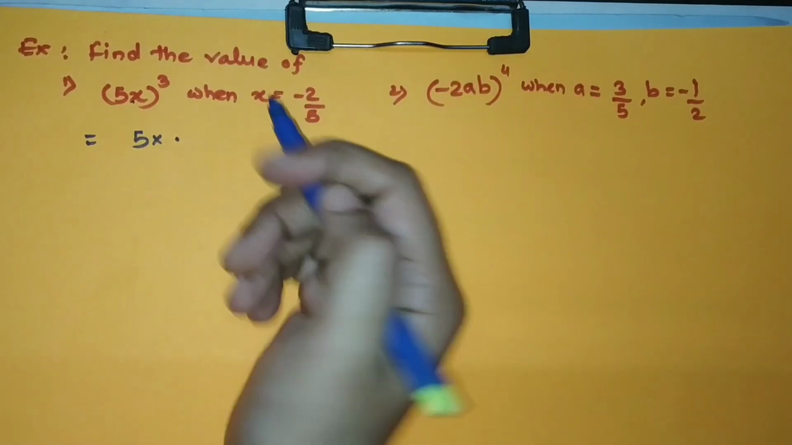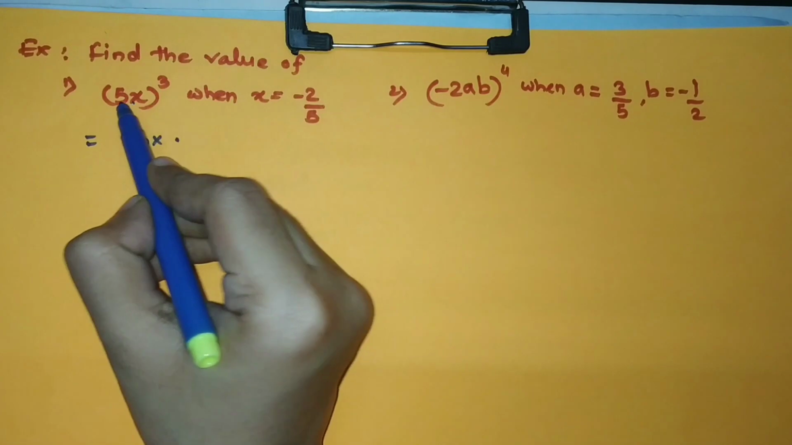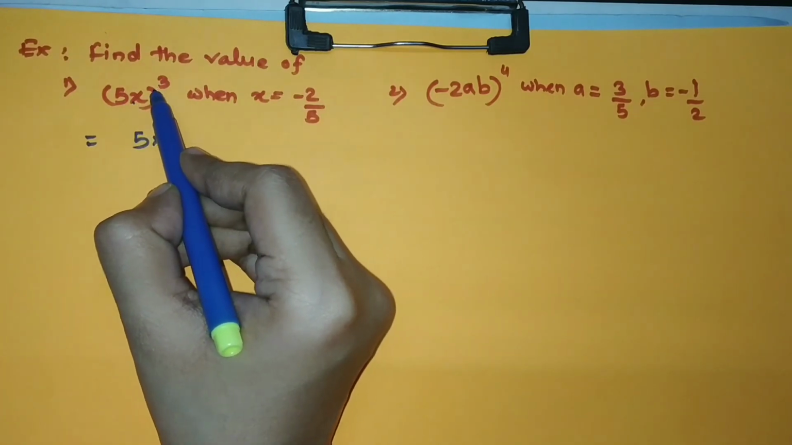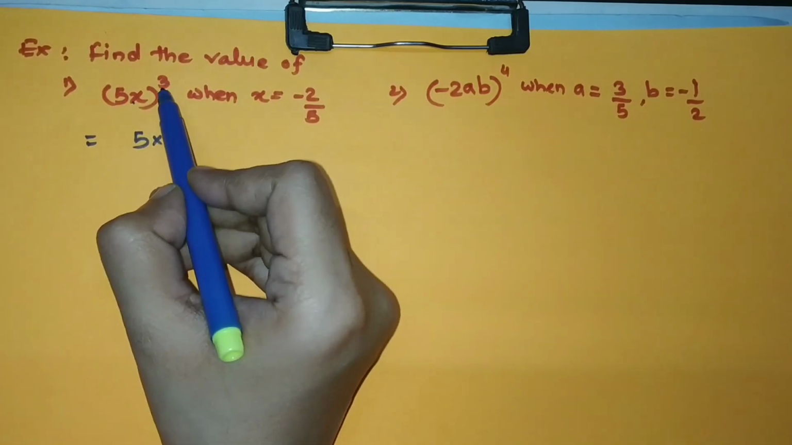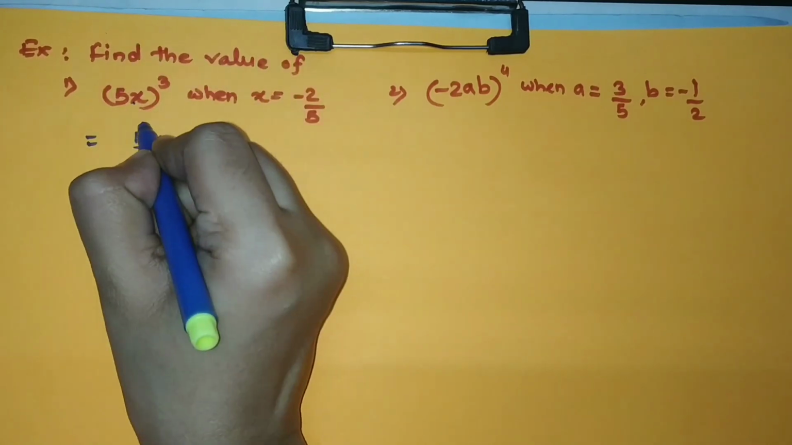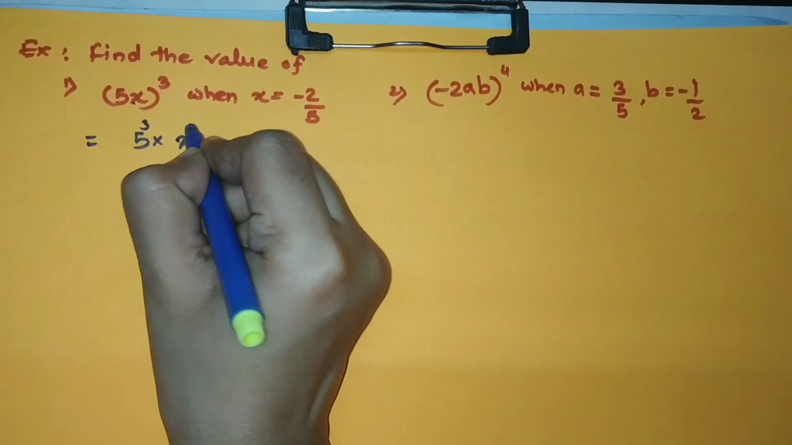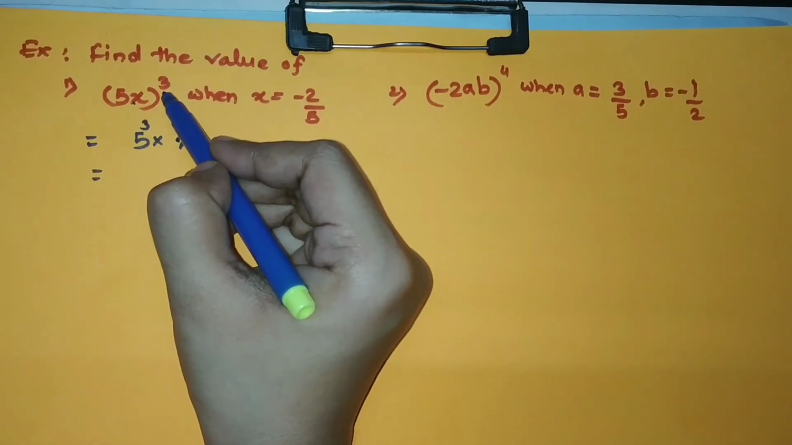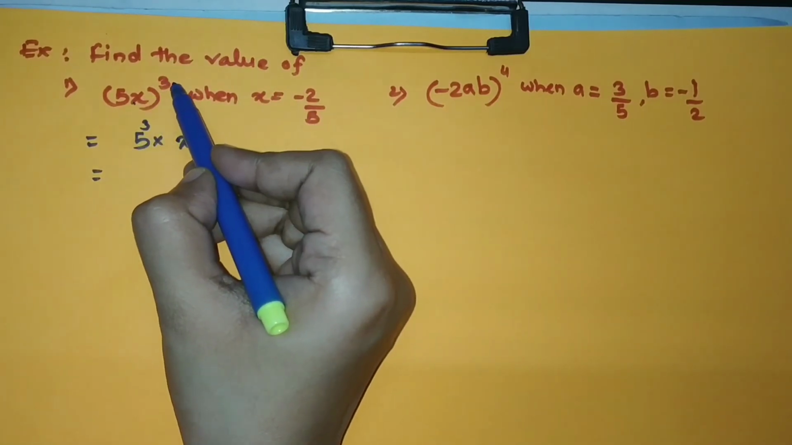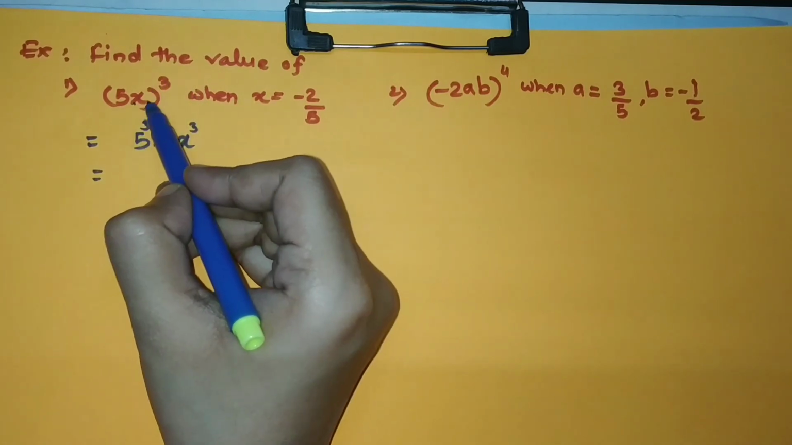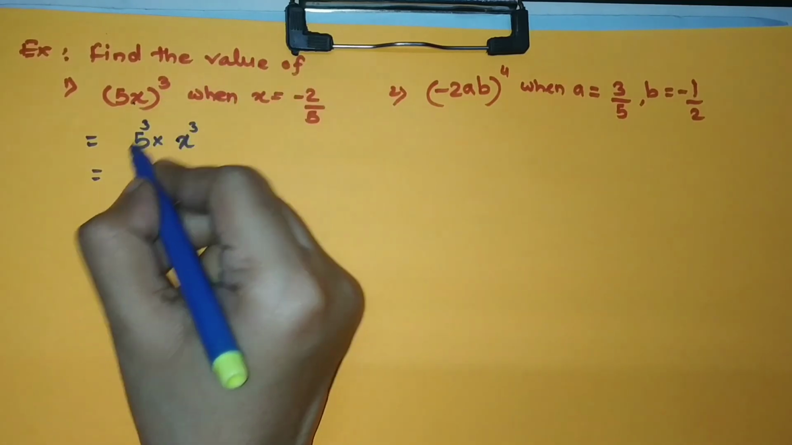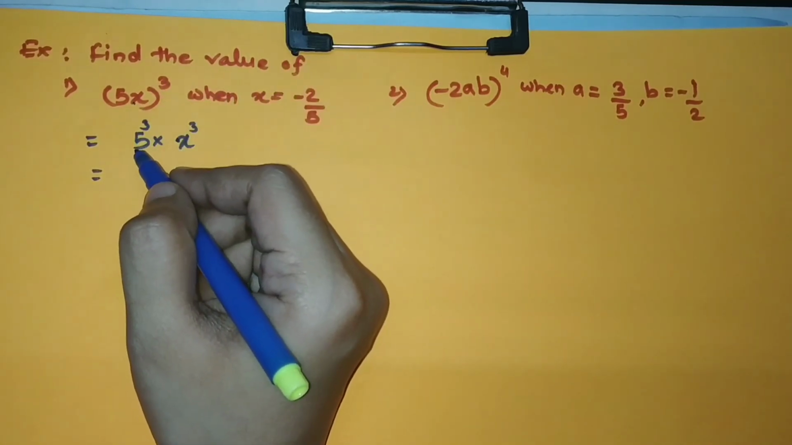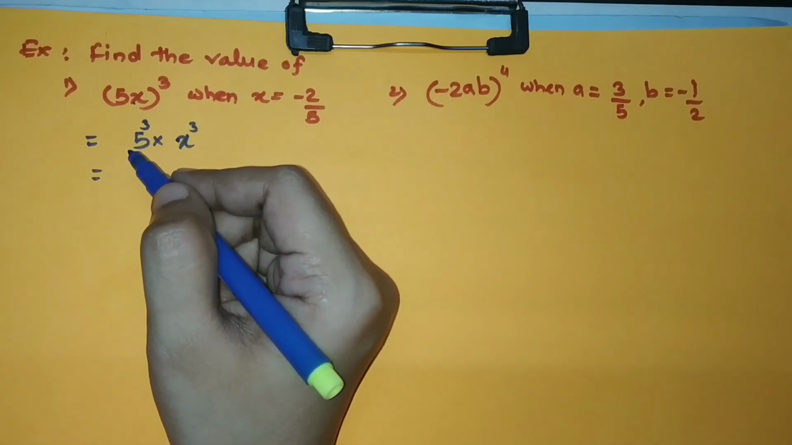Otherwise, first of all, you can use the laws also. Like here (5x)³ is there. So this power 3 we will give to each factor. Like here 5's cube into x cube. Here what I have done, I have used this law, that when a product is there, the power can be given to each factor and then later on you multiply. That is 5's cube. Friends, we know that 5's cube is nothing but 125.